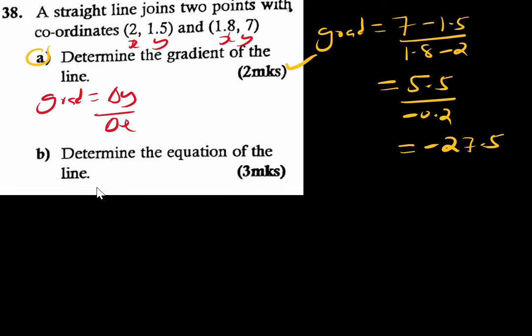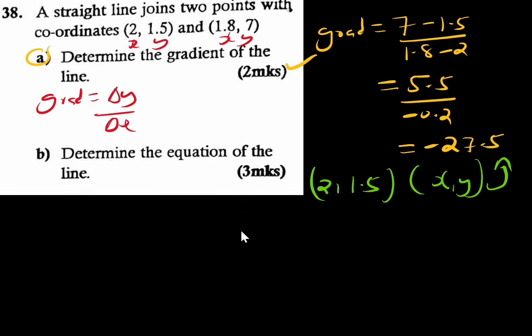Continue to part B, determine the equation of the line. To get the equation, we pick one of the points and then another unknown point, x and y. Then we take the gradient. I'm going to pick this point, 2, 1.5. Then I pick another point, x and y, and the gradient of this line, because they lie on the same line, is the same, which is equal to negative 27.5.